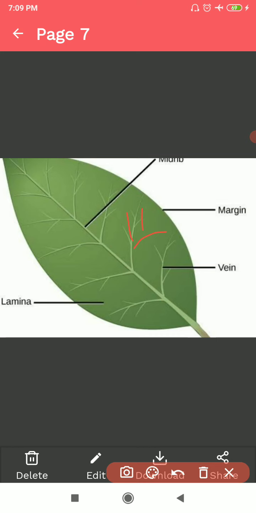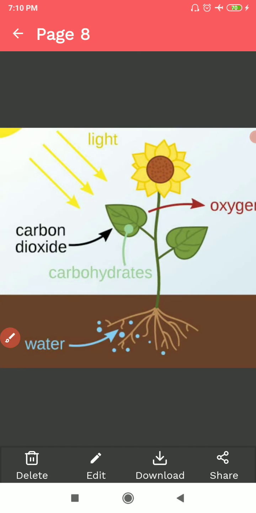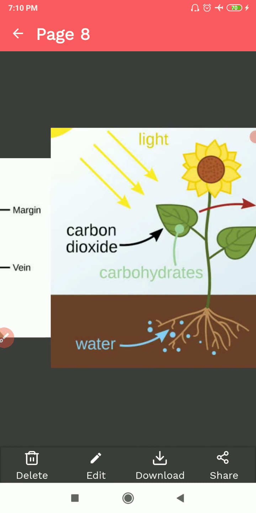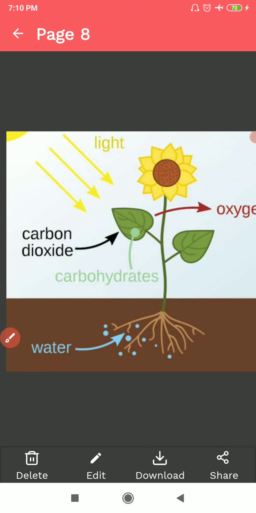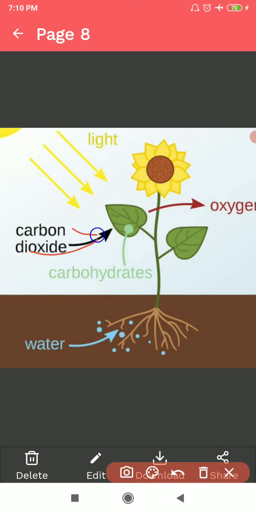The leaf has many tiny holes called stomata. The plant breathes through stomata. Now we come to the uses of leaves. Leaves prepare food for the plant in presence of sunlight using water from the soil, carbon dioxide from the air, and chlorophyll that is present in the leaves. This process is called photosynthesis.